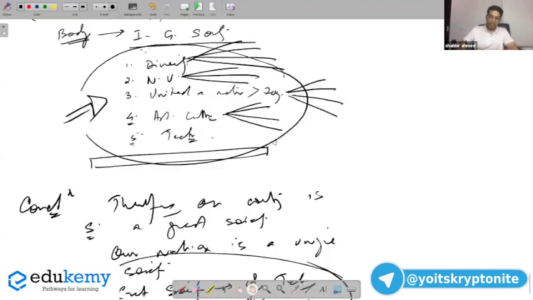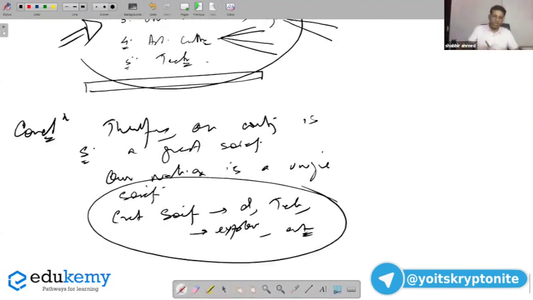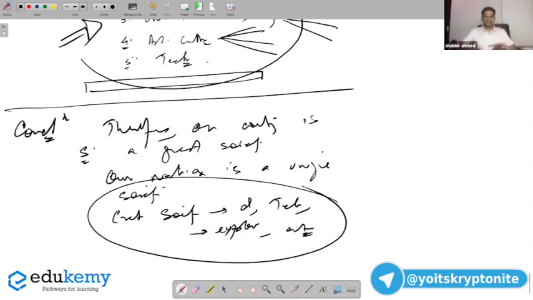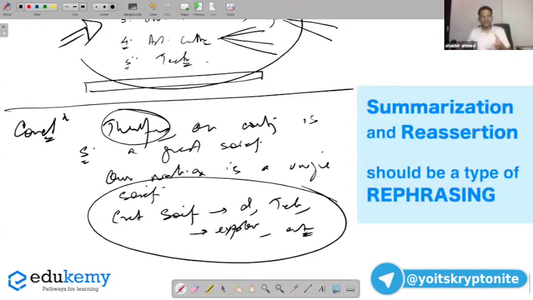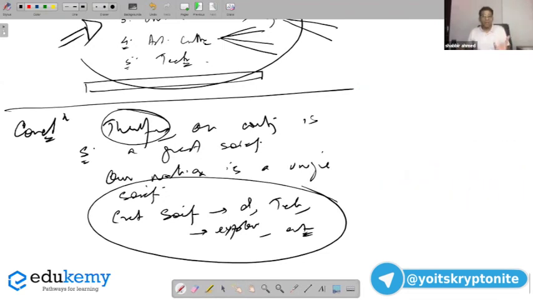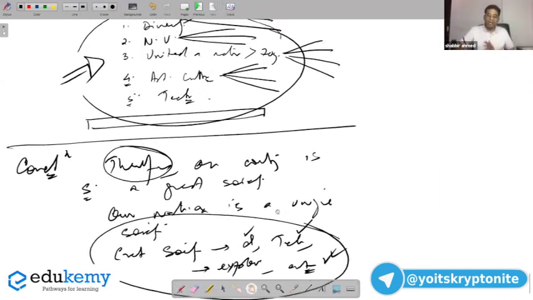In the conclusion, I start with summarization. What is there in summarization? I use the word therefore. I just restate it. Therefore, our country is a great society. Therefore, our nation is a unique and wonderful civilization. Therefore, our society, with its diversity, with its technology, with its exemplary history and art, we are a great society. What have I done here?